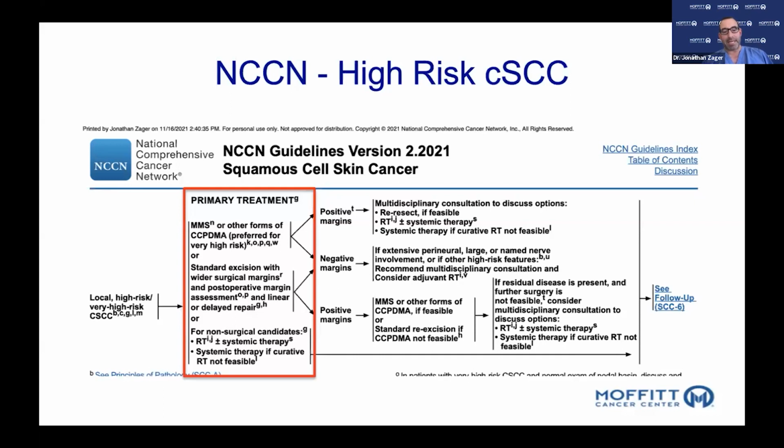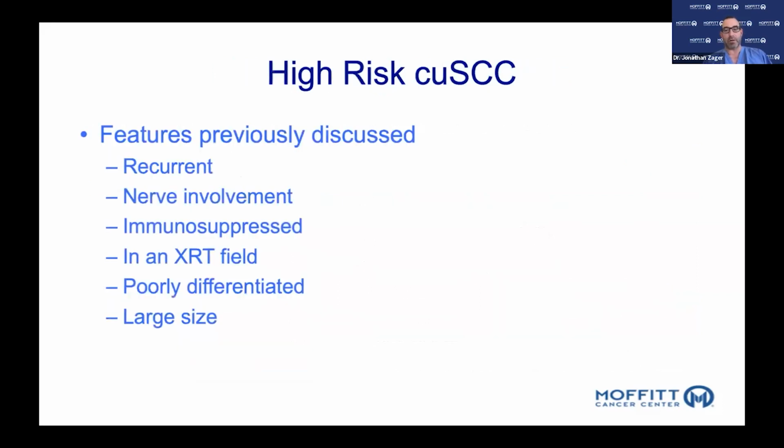And then for these patients, we add in oftentimes radiation after surgery. And sometimes these patients actually have radiation or systemic therapy before surgery called neoadjuvant therapy. And we're going to talk about that at the end of this talk.